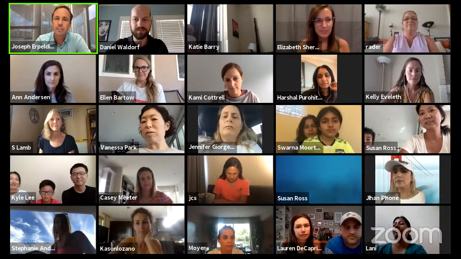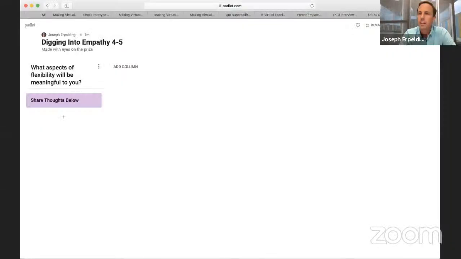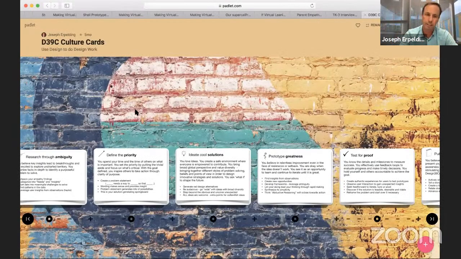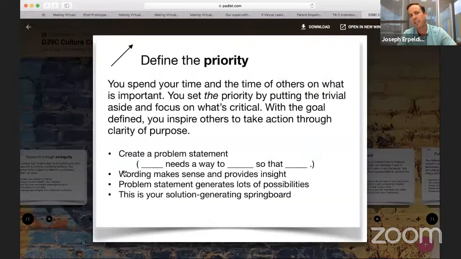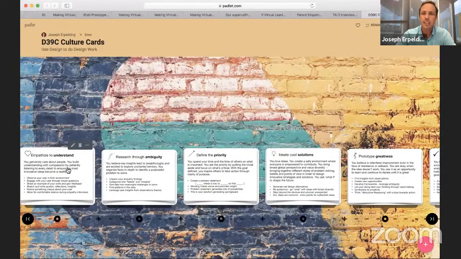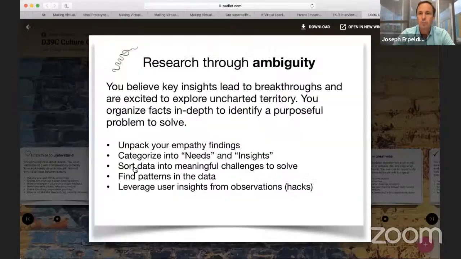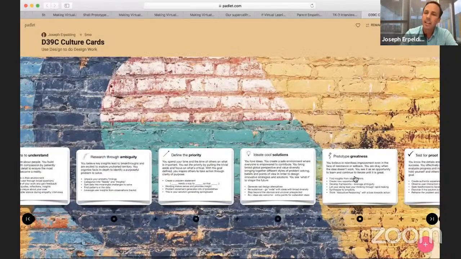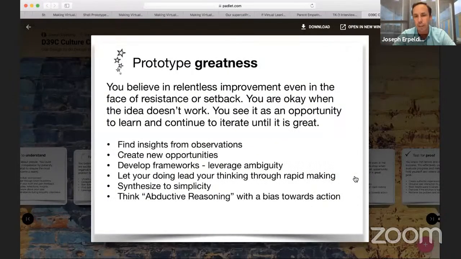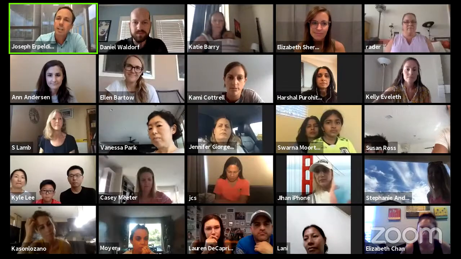So let me just share a screen that we're going to be digging into. We're going to have this empathy wall here. The reason we have that is because we have these culture cards, and it's how we hire, it's how we solve challenges. So we have to define the priority, but most importantly, what's for us is empathize to understand. And the reason for that is when we do that, we can actually navigate through ambiguity. And it's through that ambiguity that we find these needs. And ultimately, when you guys start talking, that's magic. That insight actually will help us design something awesome. And that's what we're looking for, is the prototype greatness. And so we have a space for you to do that.